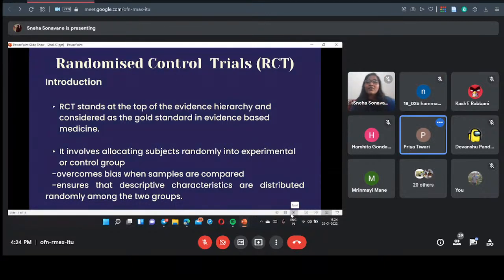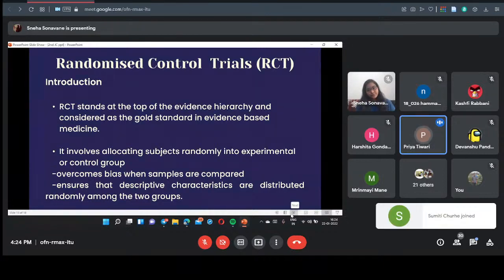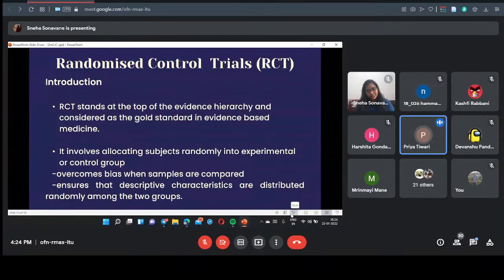Thanks so much. So to overcome biases when the samples are compared, we adopt the method of randomization while allocating the subjects into the groups, and this also ensures that the descriptive characteristics are distributed randomly among the two groups. Next slide.